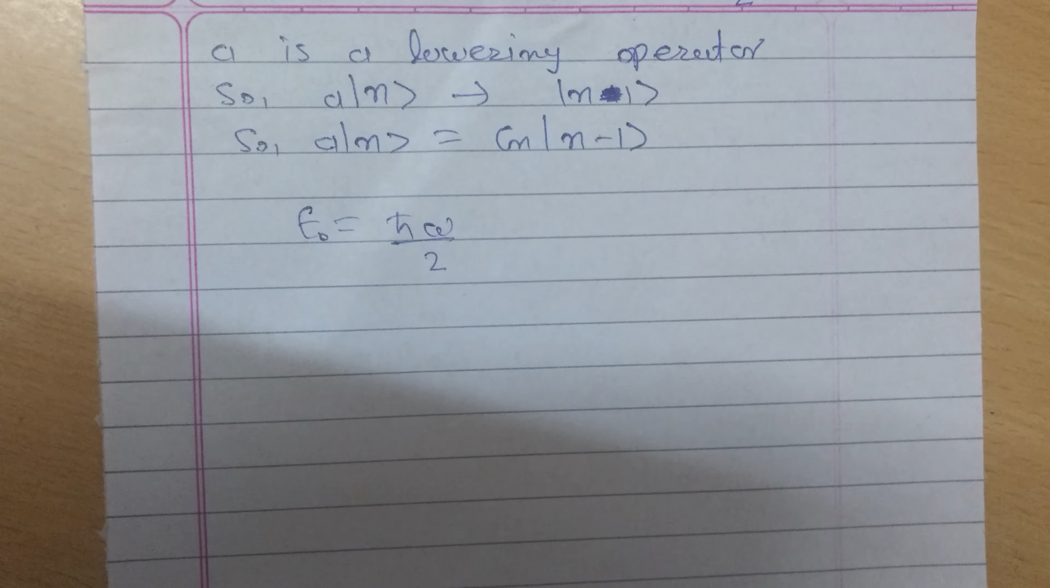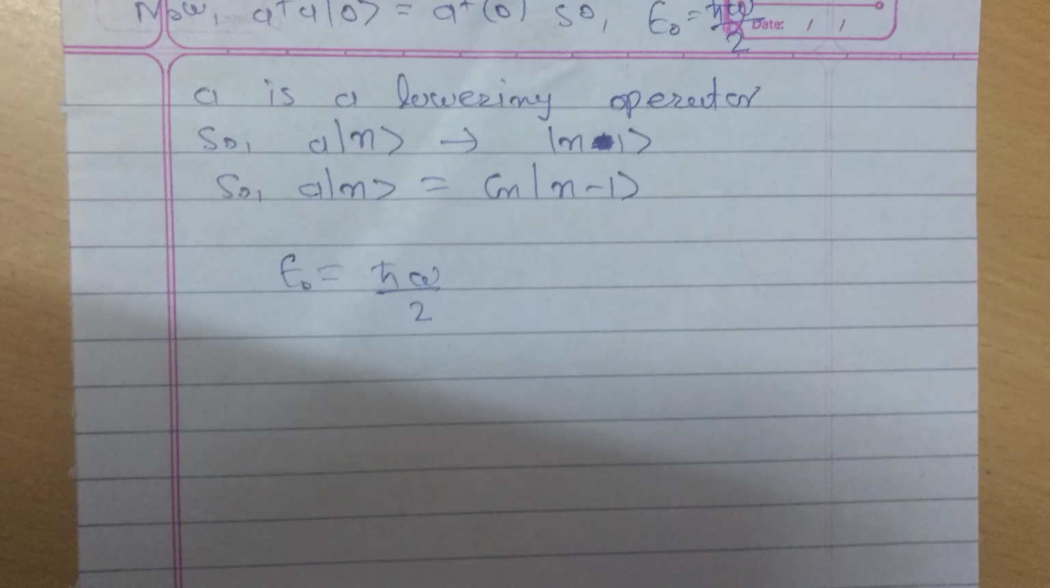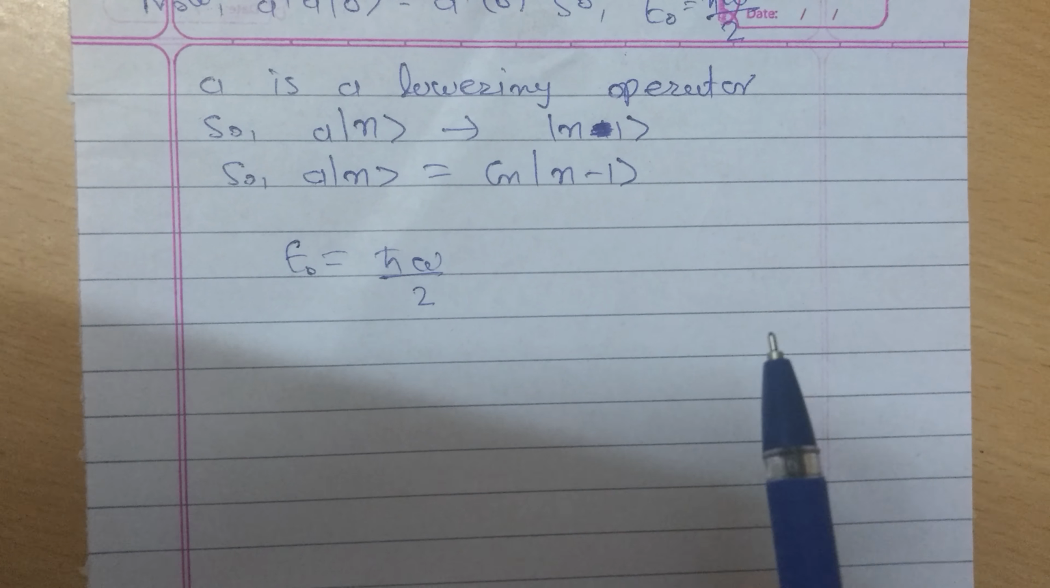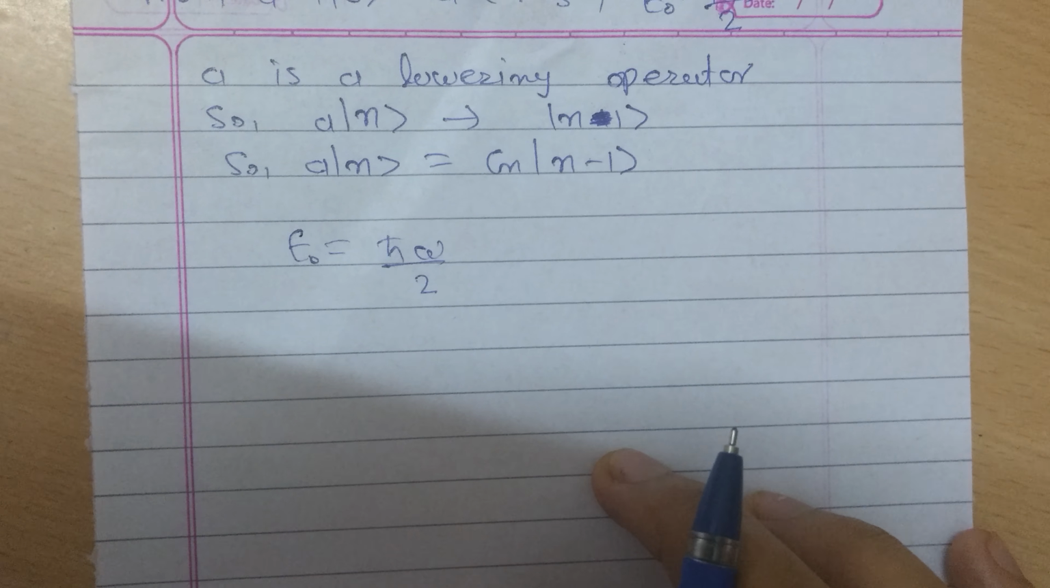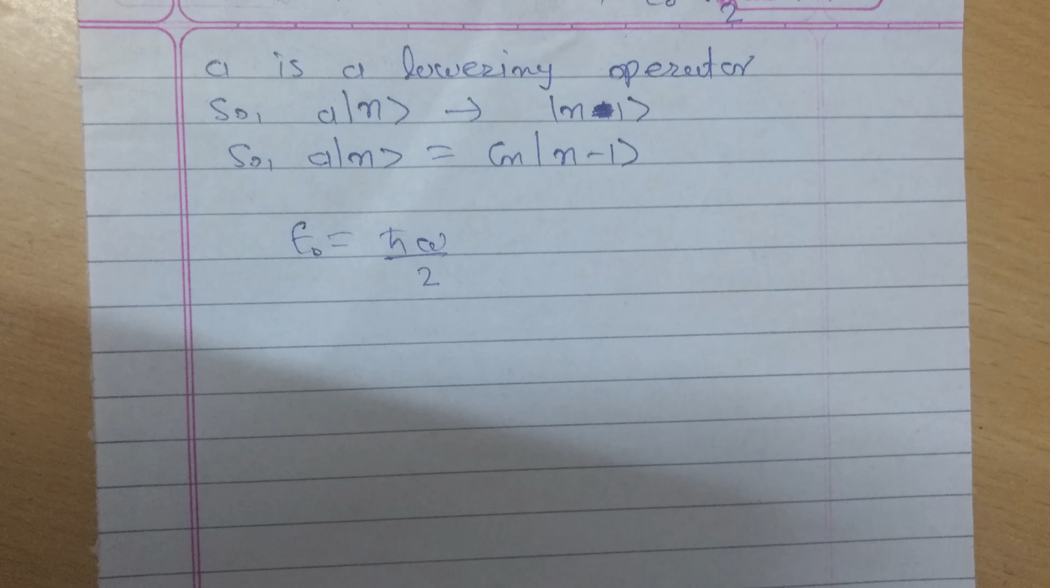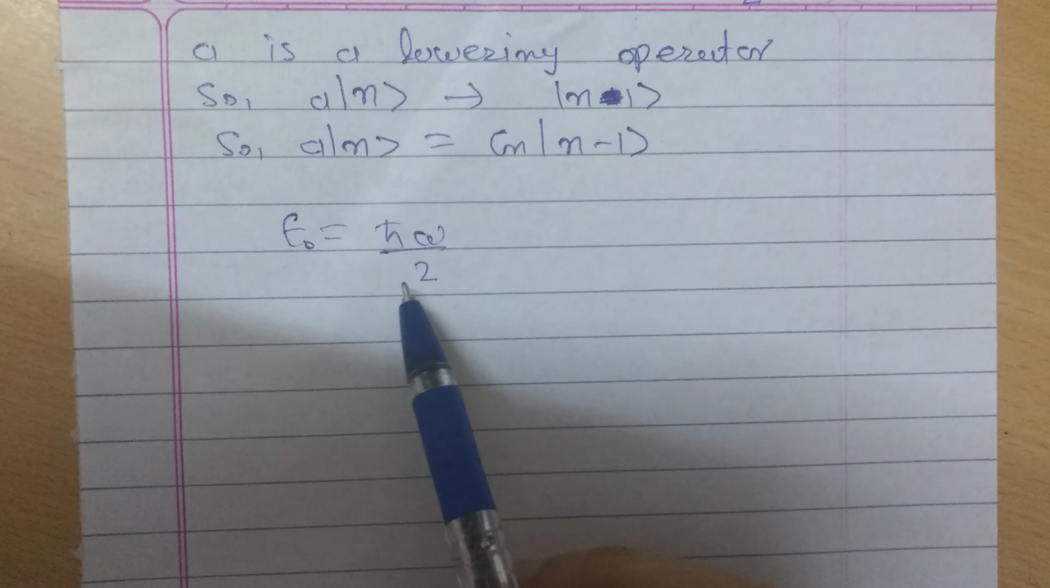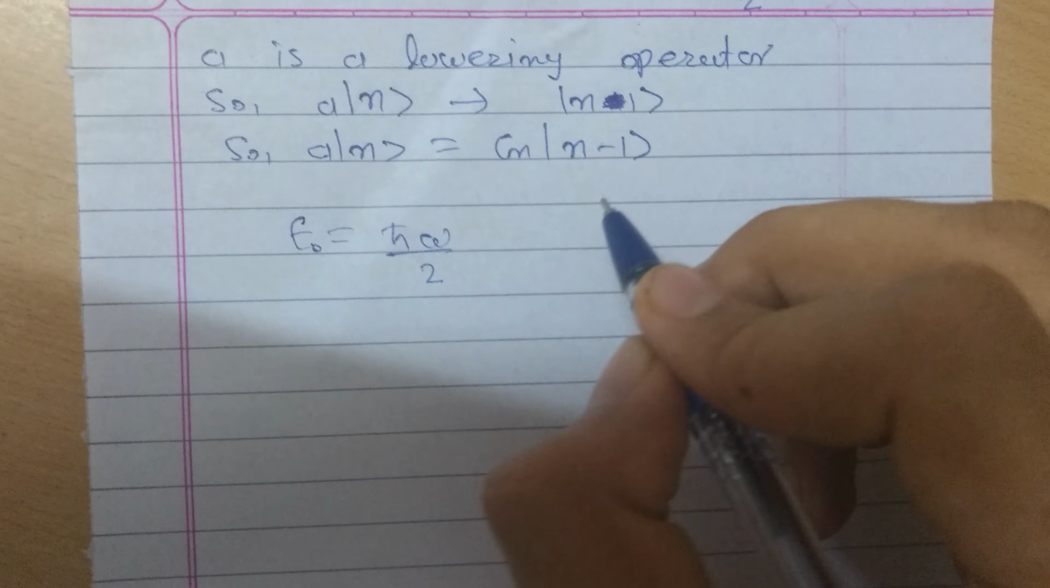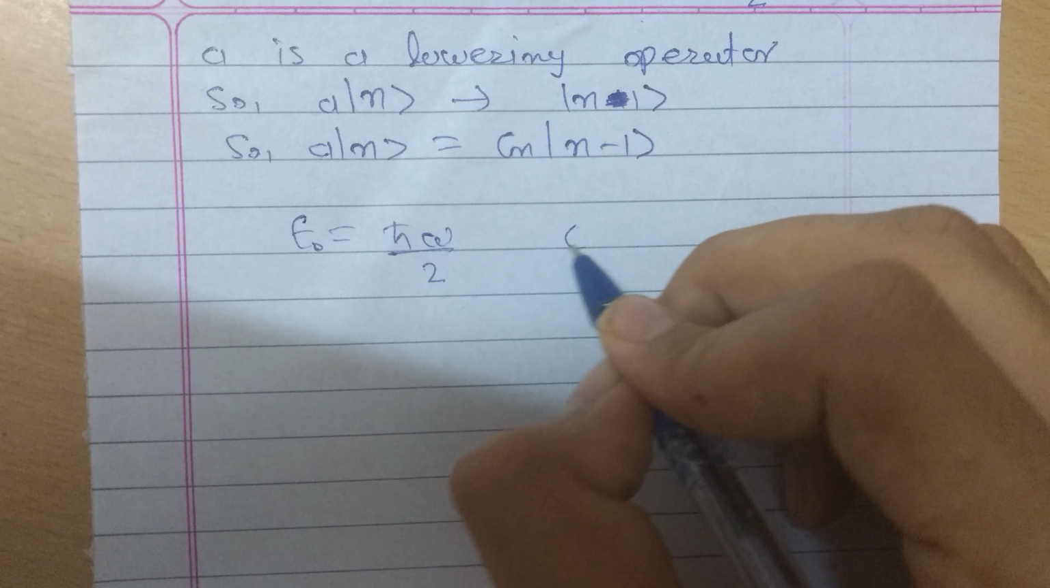So if we apply a raising operator on this particle in the ground state, then after applying the operator, the energy of that particle will be ħω/2 plus ħω, which is increasing by ħω.